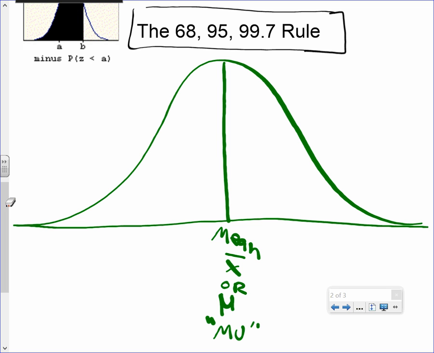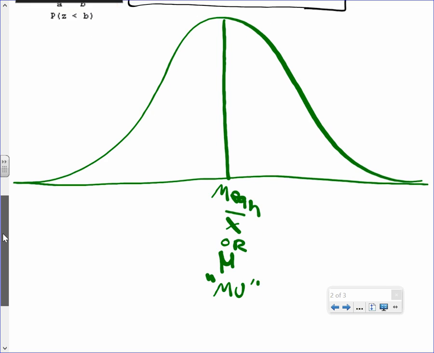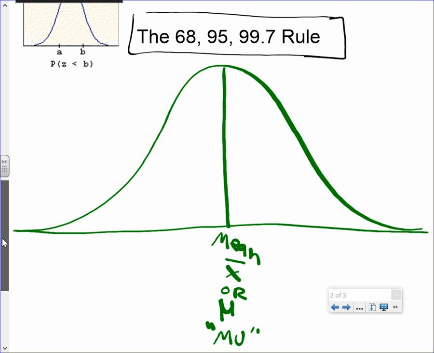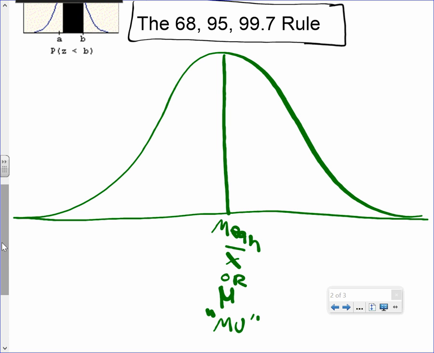What was the Greek letter that designated standard deviation? Sigma. So watch this now. Standard deviation was designated by the sigma symbol. Here's what we're going to do with your curve now. Watch this.